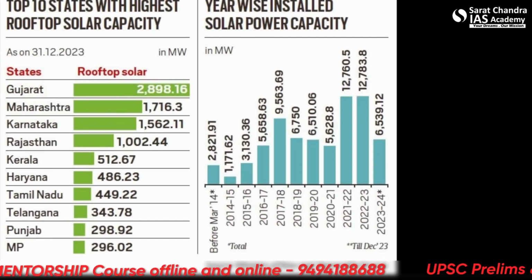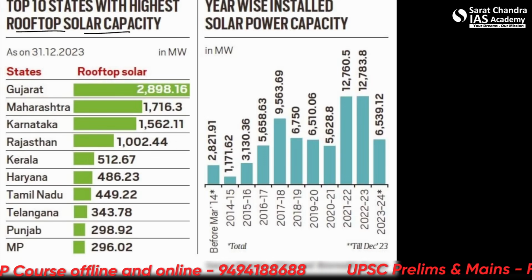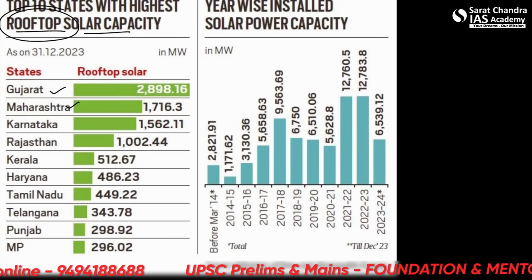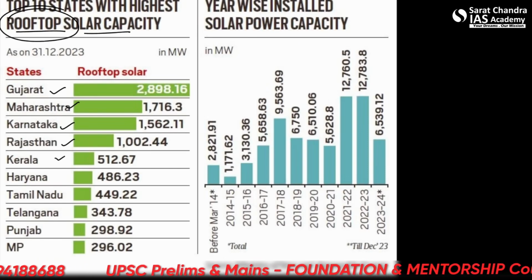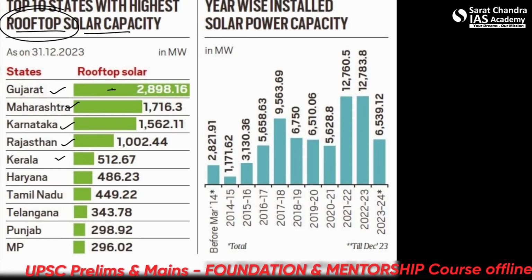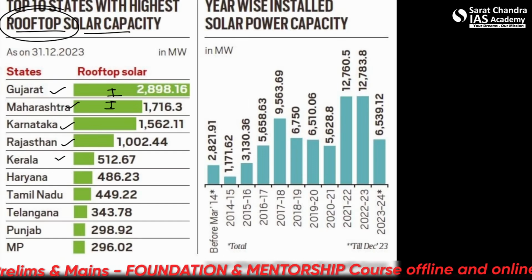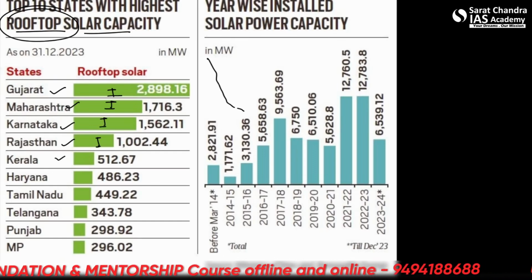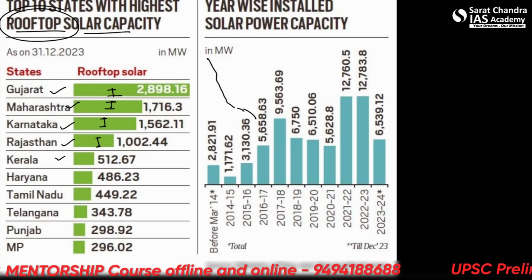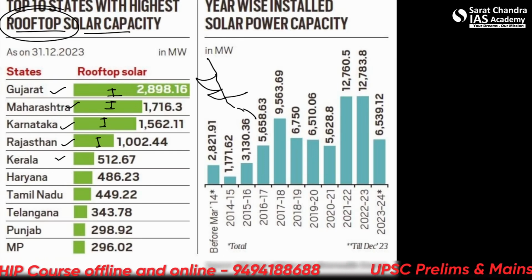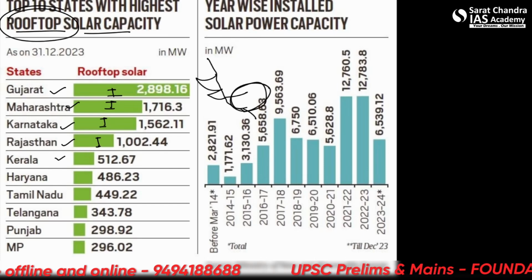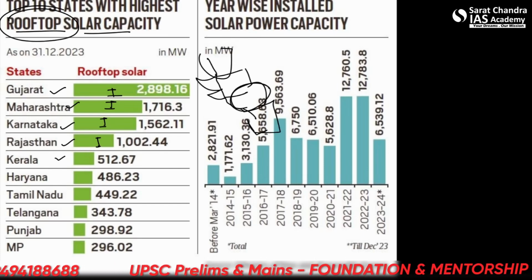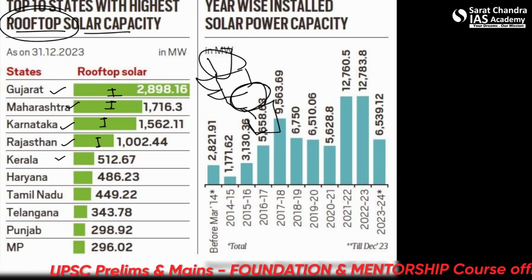here. So top 10 states with highest rooftop solar capacity. We are talking about the rooftop solar capacity, all right? So this is Gujarat, Maharashtra, Karnataka, Rajasthan, and Kerala. So please just remember the top 3 or 4, which is Gujarat, Maharashtra, Karnataka, and Rajasthan. Very easy to remember. You can just remember the western side of India. All right, so first one is Gujarat. The second is Maharashtra. The third one is Karnataka. And fourth is Rajasthan here.